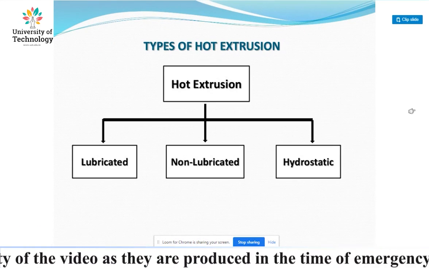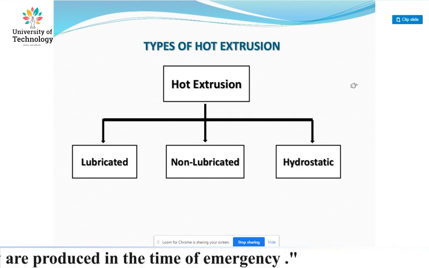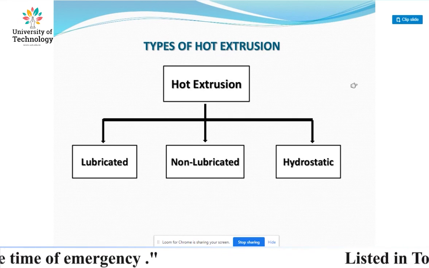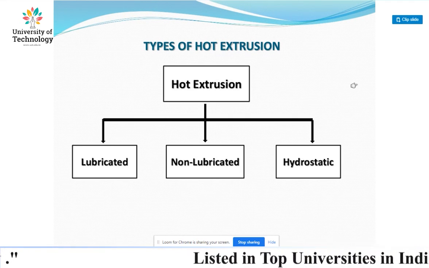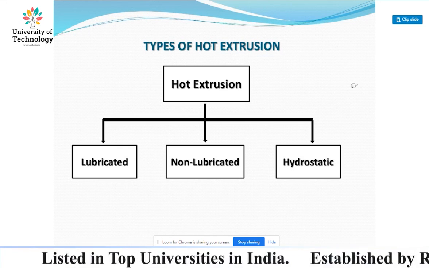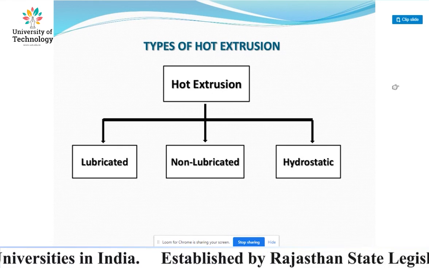The types of hot extrusion are here. There are basically three types: lubricated, non-lubricated, and hydrostatic, as shown in the figure.